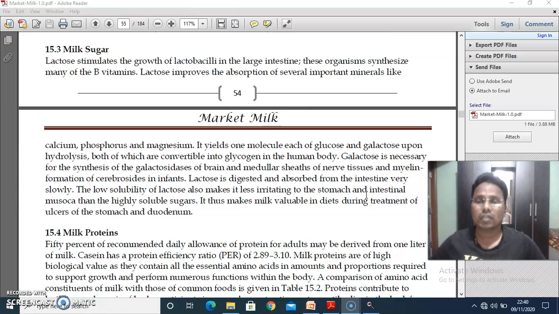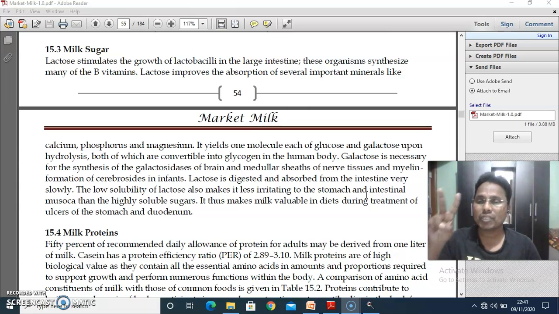So let us rewind, or just revise what we have studied till now. We have seen that milk contains milk sugar, the lactose, and it stimulates the lactobacilli in the large intestine. This is the first point, and these microorganisms synthesize many B vitamins. It also helps to absorb several minerals like calcium, phosphorus and magnesium. This is the second point.